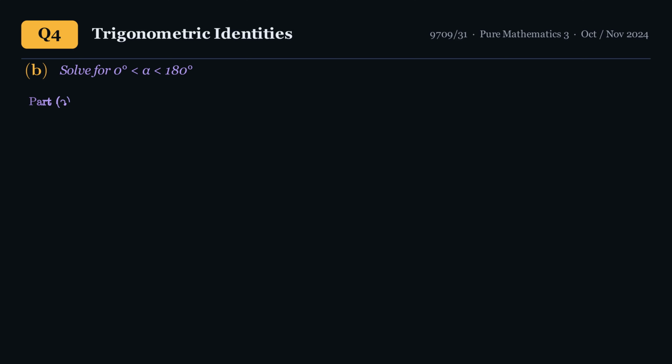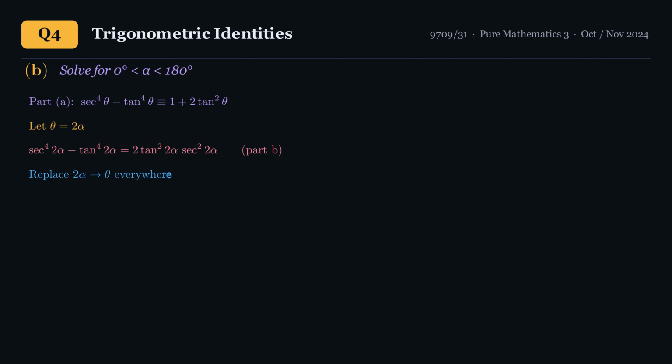From Part A, sec to the fourth theta minus tan to the fourth theta equals 1 plus 2 tan squared theta. In Part B the angle is 2 alpha everywhere. Let theta equal 2 alpha. This is the Part B equation, 2 alpha appears in every term. Replace every 2 alpha with theta. Now the equation is written entirely in theta. The domain 0 less than alpha less than 180 becomes 0 less than theta less than 360.